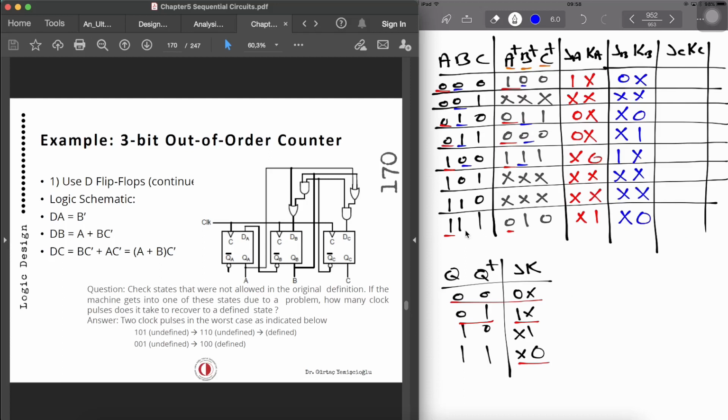And we have to repeat the same thing for JC as well. So let's start with the don't care ones, because these are going to be don't cares. So 0, 0, it's 0x. 0, 1 is 1x. 1, 0 is x1. 0, 1 is 1x. And 1, 0, it is x1. So we have got the state table as it is required in order to derive the flip-flop inputs.